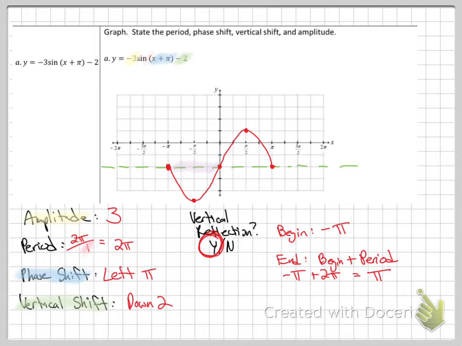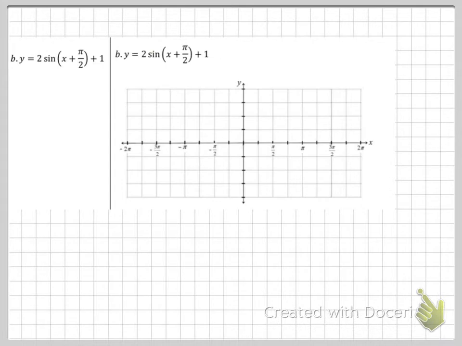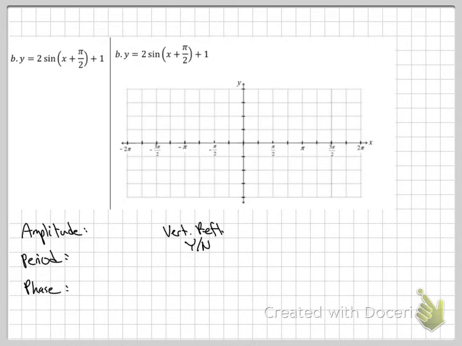Okay, let's try the next one. All those answer blanks. Amplitude. Vertical reflection, which is a yes/no. Period. Phase. Vertical.